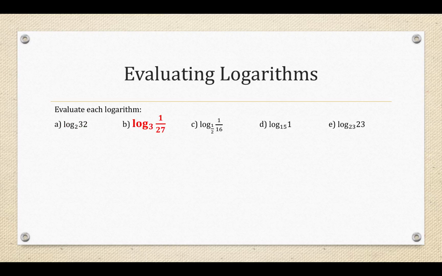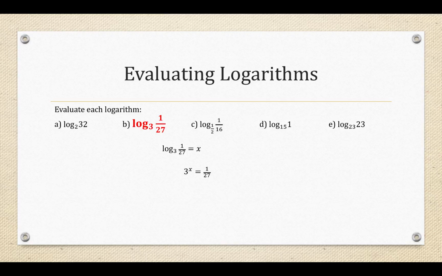On the second one, we've got log base 3 of 1 over 27. So that's going to give me log base 3 of 1 over 27 is equal to x. Our second step, again, is writing it in index form. So we have 3 to the power of x is equal to 1 over 27.